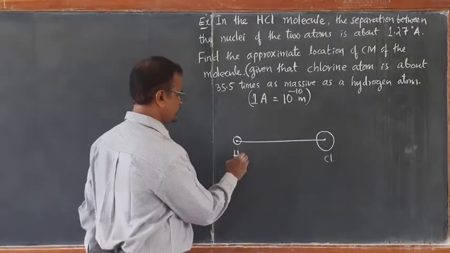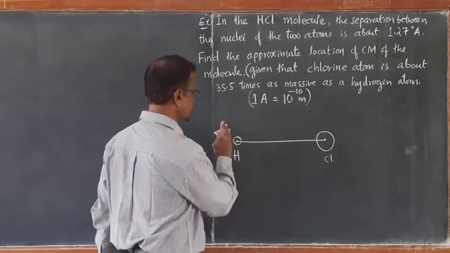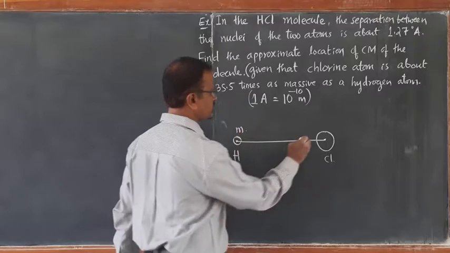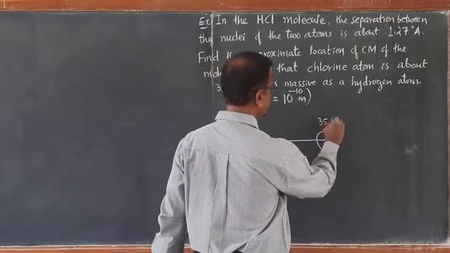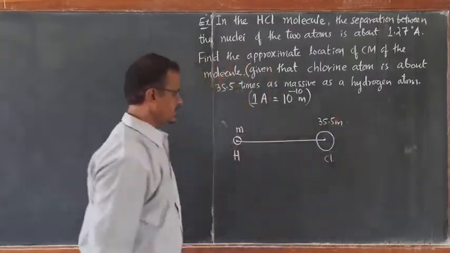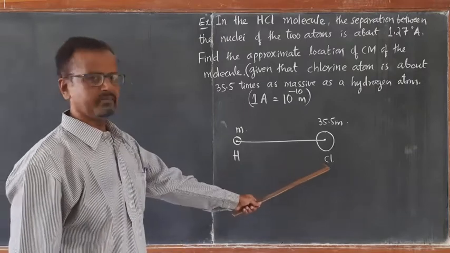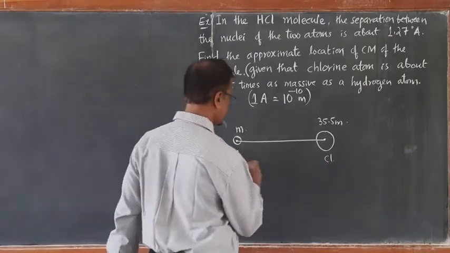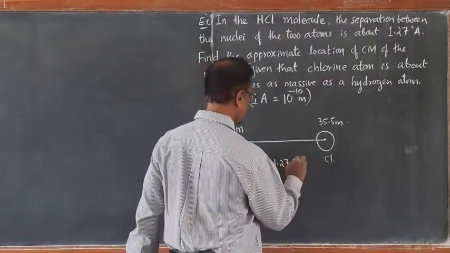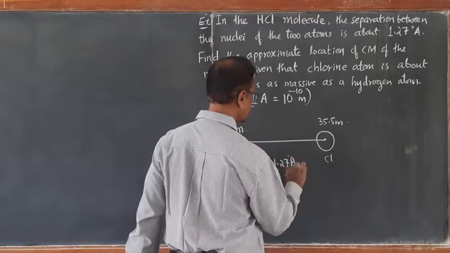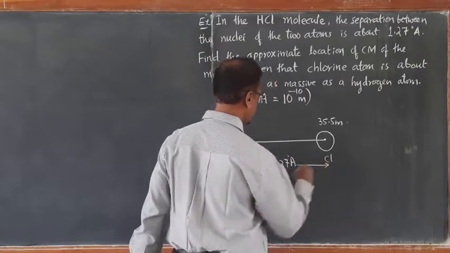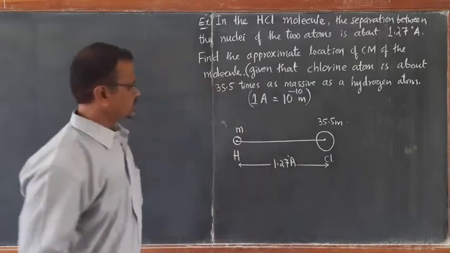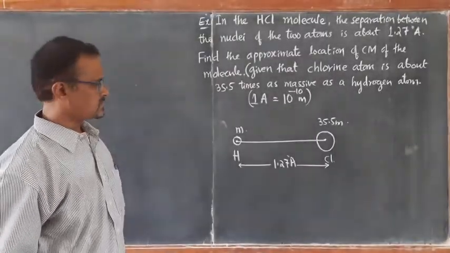If the mass of hydrogen is m, then the mass of chlorine is 35.5 m. This is given, and the distance between the H atom and the Cl atom is given as 1.27 angstrom. So what is the position of the center of mass?